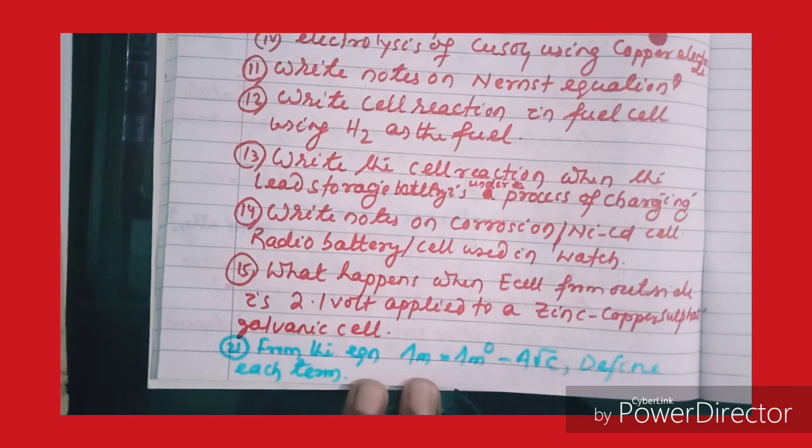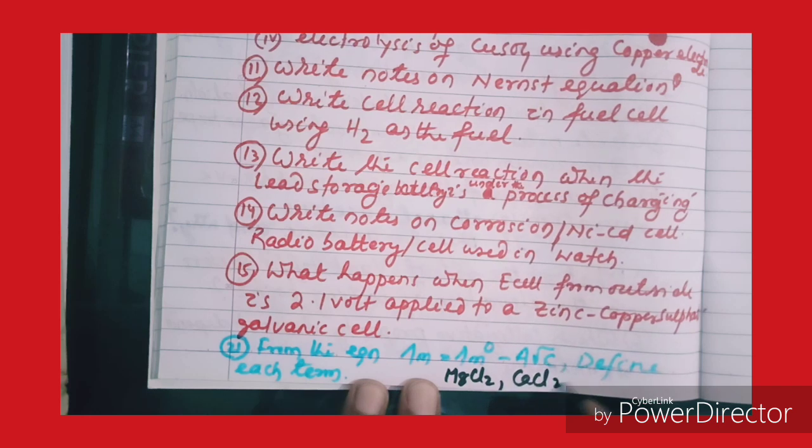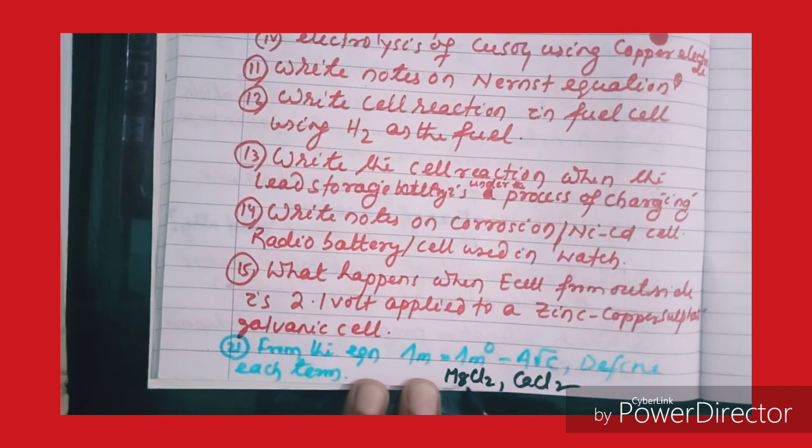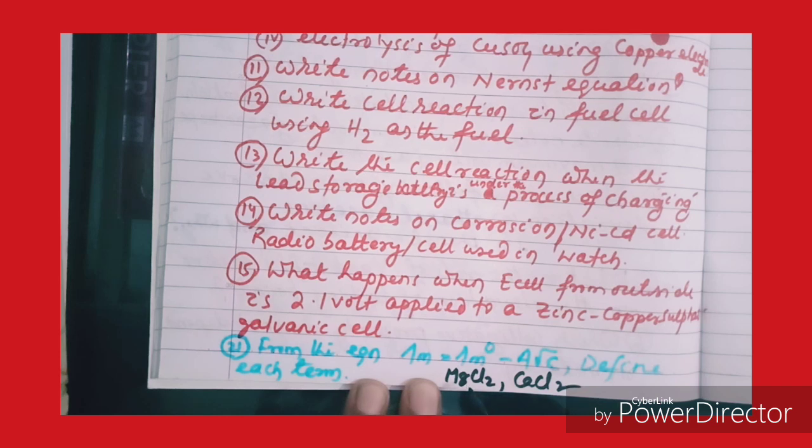Suppose I have taken MgCl2 and CaCl2. The values of A for these two electrolytes are the same or different? Because this is a 2:1 type electrolyte, they should have the same value of A. The A value of MgCl2 is the same as that in the case of calcium chloride because these two electrolytes are of the same kind, 2:1.